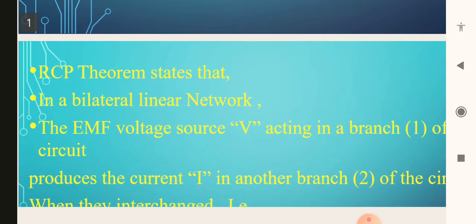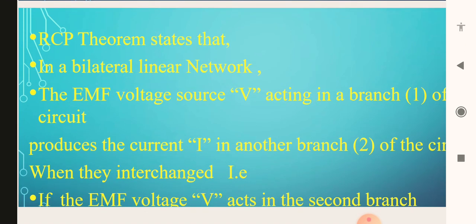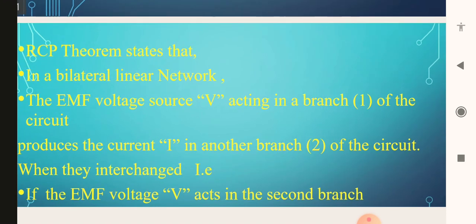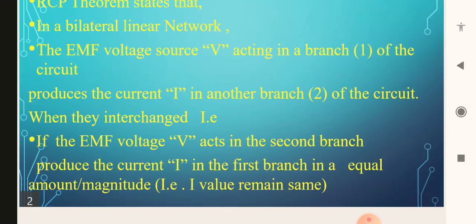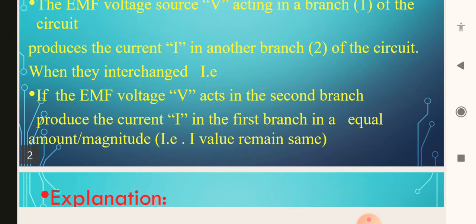The reciprocity theorem states that in a bilateral linear network, the EMF voltage source V acting in one branch of the circuit produces a current in another branch of the circuit. When they are interchanged, the EMF voltage V acts in the second branch and produces a current in the first branch of equal magnitude. That means the value of I remains the same.